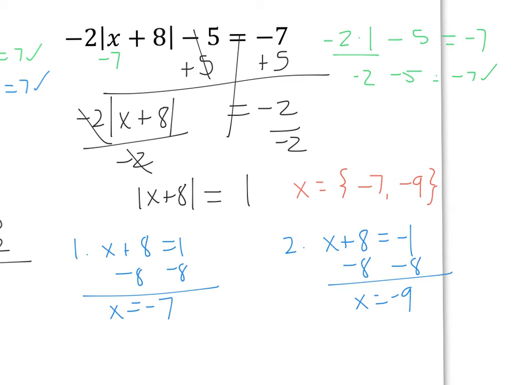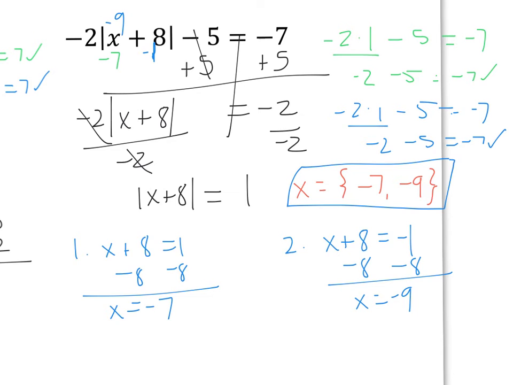And now if I check the next answer, negative 9, negative 9 plus 8 is negative 1. The absolute value of negative 1 is positive 1 again. So I'm going to get the same answer, but just to check it, negative 2 times 1 is negative 2, minus 5 does equal negative 7. So my two solutions of negative 7 and negative 9 are correct.